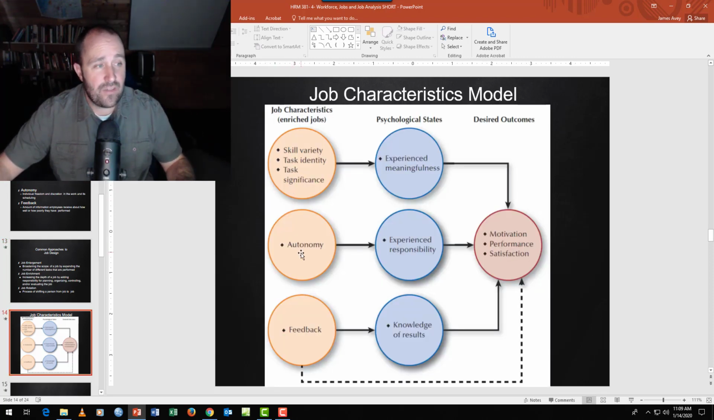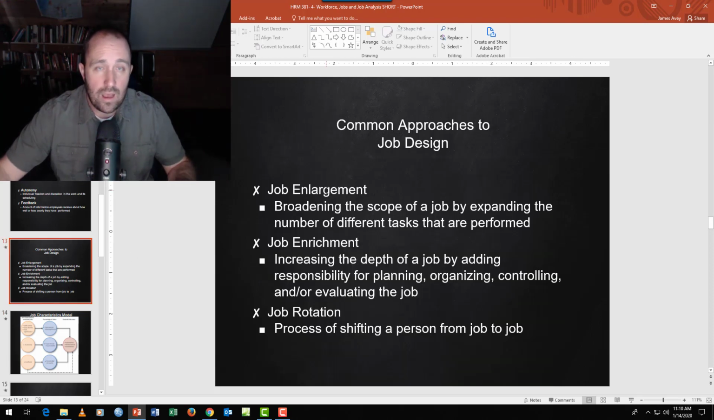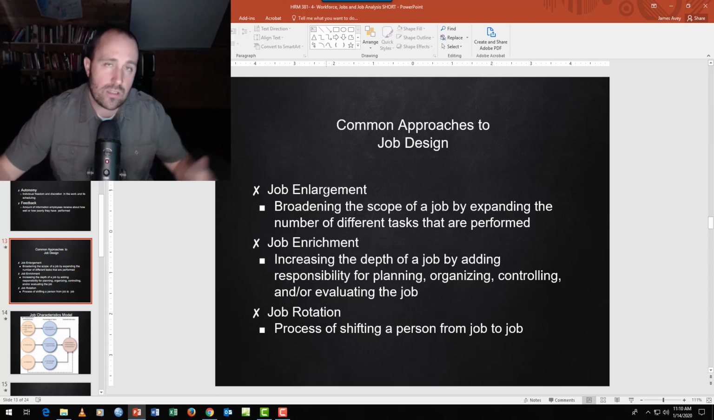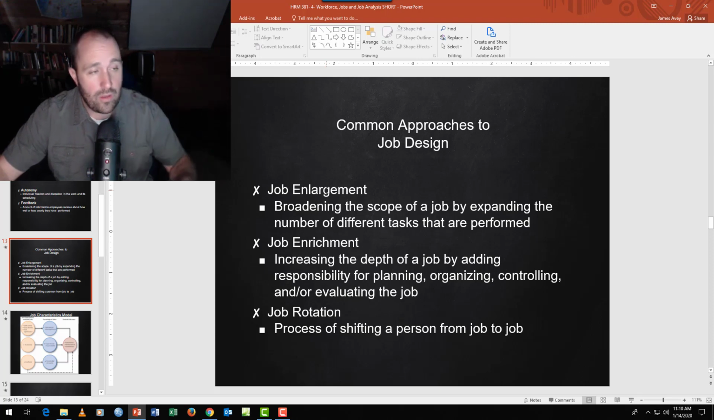Variety, identity and significance, and also probably a little bit of autonomy and maybe a little bit of feedback. So job enlargement for us is kind of the middle one. It happens naturally, like I said, when there's less staffing, but we can also design jobs to hit more of those areas.